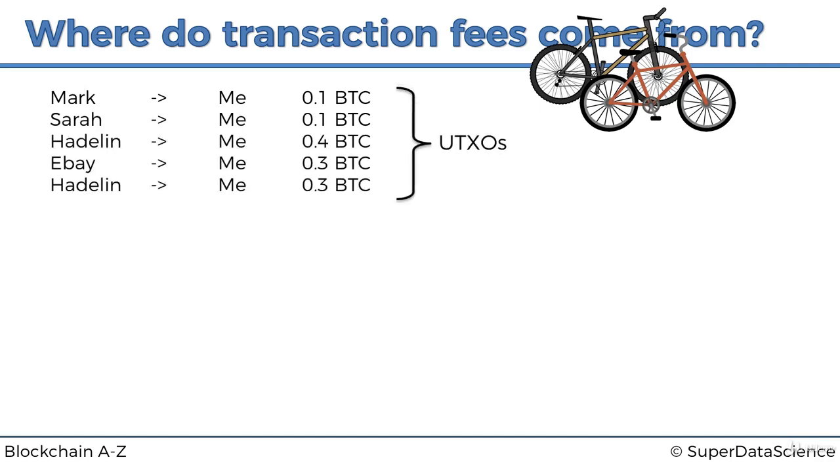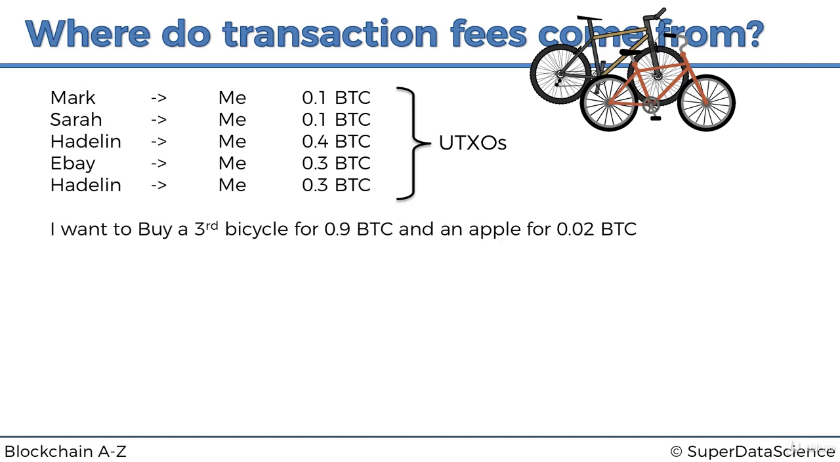So Sarah sent me 0.1 BTC, Adlan sent me 0.4 BTC, eBay sent me 0.3 BTC, maybe I sold something there, and Adlan sent me again 0.3 BTC. All right, so those are our current UTXOs. Let's see what I want to buy now. Today I want to buy a third bicycle for 0.9 BTC and an apple for 0.02 BTC. So I was walking home and I saw an apple and I decided to buy it because I wanted to eat it. And so let's construct the one transaction that is going to make this happen.